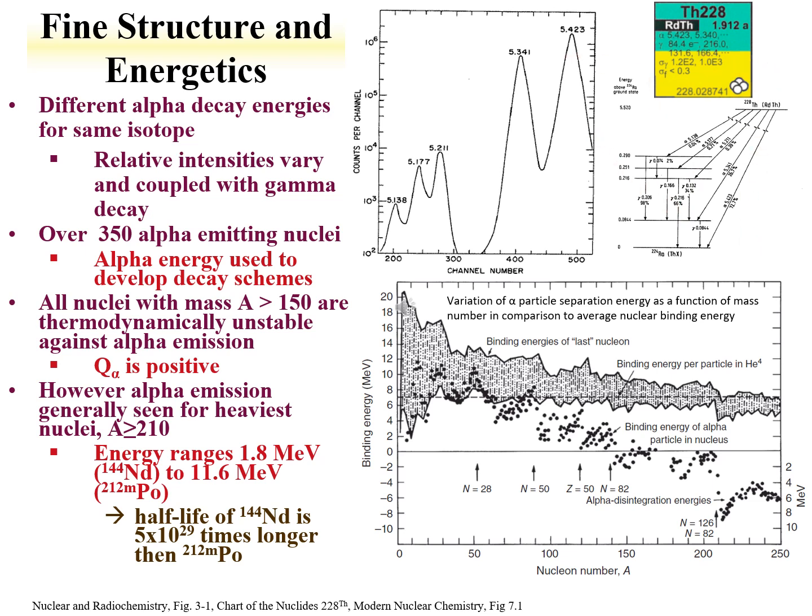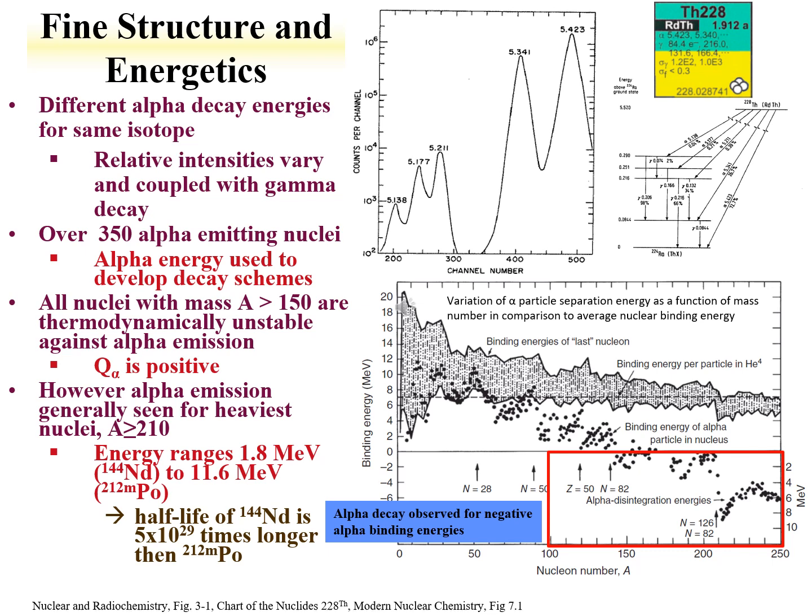There are over 350 alpha-emitting nuclei, and as I showed here, these alpha decay energies can be used to develop decay schemes. Fundamentally, all nuclei that are greater than 150 mass are thermodynamically unstable against alpha emission. That means they have a positive Q value. However, the probability of some of those decays are rather small compared to competition from beta, so you generally see alpha with isotopes that are greater than a mass of 210.